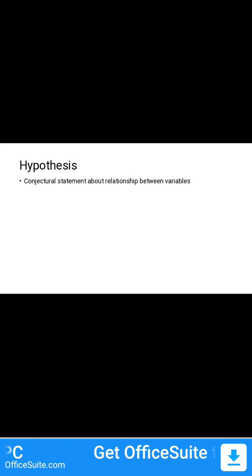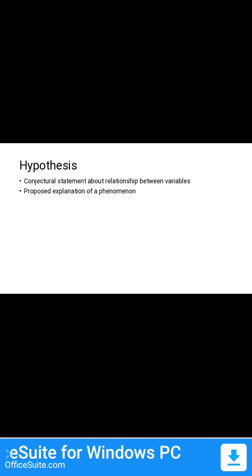So hypothesis is basically some kind of a conjecture, some kind of an assumption, but yes, it is based on some information that you already have. It could also be said to be a proposed explanation of a phenomenon. So here we are trying to explain the phenomenon, why people are leaving, why attrition rates are increasing, and the explanation that we are proposing is that people might be leaving just because they are not satisfied with the quality of supervision.